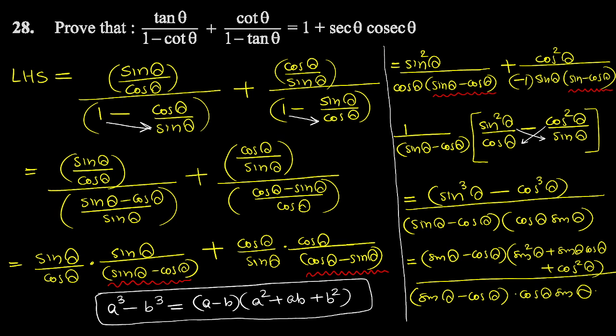Any term cancels, numerator and denominator, any term cancel. I will tell you, this sin theta minus cos theta cancels. Numerator and denominator, sin theta minus cos theta cancels. Clear? So please read till this step. If you have any doubt, please tell me, I will explain.